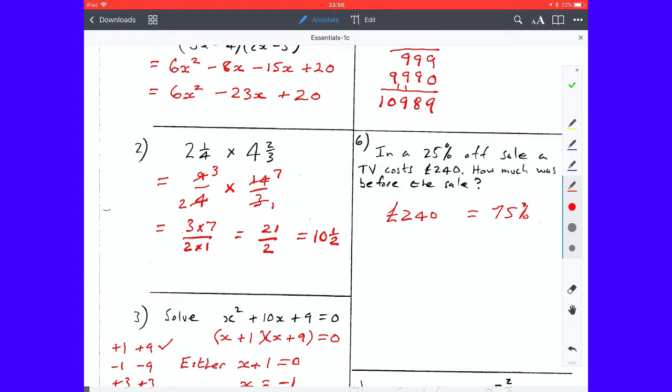Well, let's work down to 25 first. If I know what 75% is, if I divide by 3, that will give me 25%. So £240 divided by 3 is £80, and that will be 25% of the original. And if I multiply 25% by 4, I'll get to 100%. So £80 multiplied by 4 is £320, and that will be the 100% I'm looking for. So the answer is the original was £320.